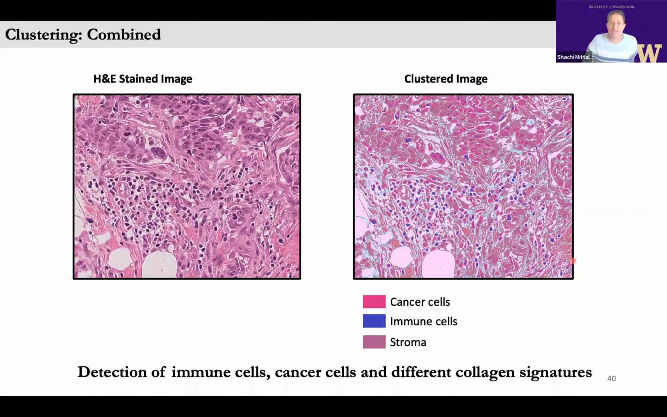And this is a combined image where on the left we have the H&E image, and on the right we are able to identify the cancer cells in pink and the immune cells in blue. And you can see that most of the immune cells are again in the collagen, but not so much in the cancer clusters. So it's very important to see where these immune cells are present to be able to understand the signaling that these immune cells are doing with the cancer cells.